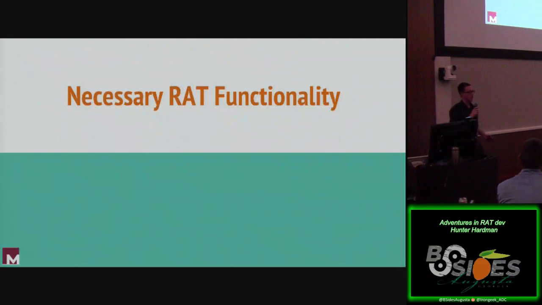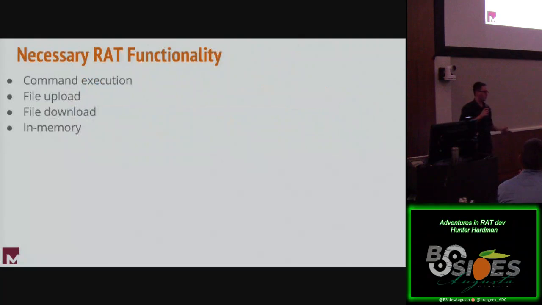So as far as necessary rat functionality, these are just the bare basic. There's a lot of other functionality you can include, such as like screenshots, key logging, but I haven't had the time to implement those yet. So command execution, file upload, file download, and then in-memory execution, because touching the disk is bad.